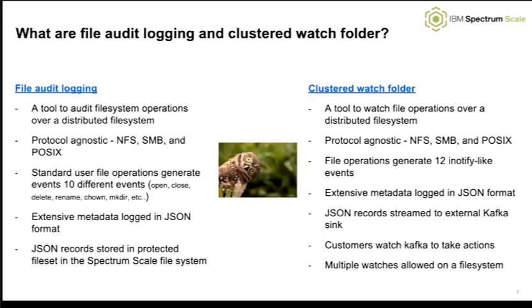We log what standard users would consider file system operations. Things like opening a file, closing a file, removing a file, etc. In all, we log 10 different event types. We take the information known at the time the event was created and put it into a JSON object that gets written to a retention-protected file set.